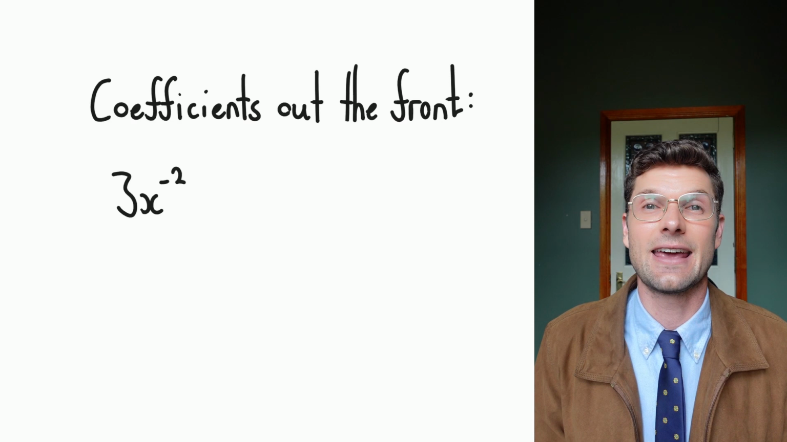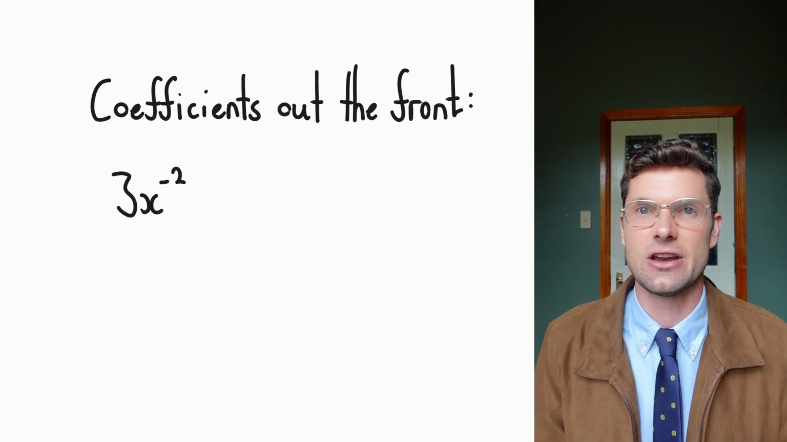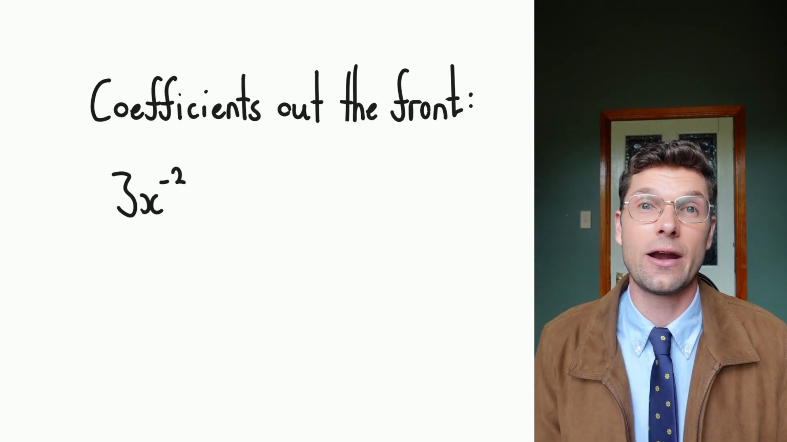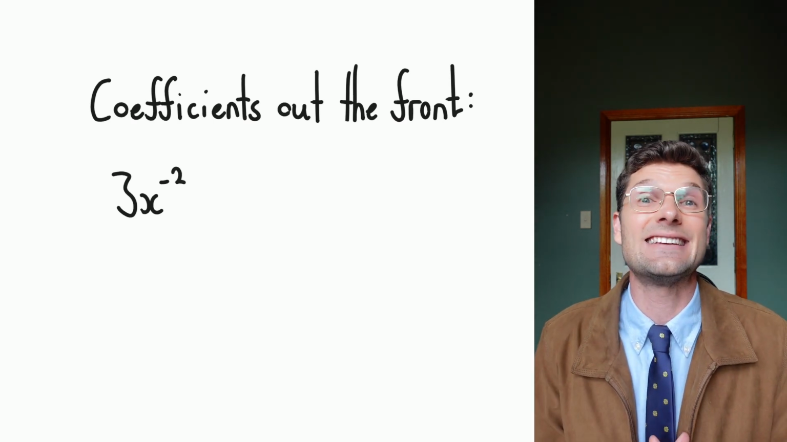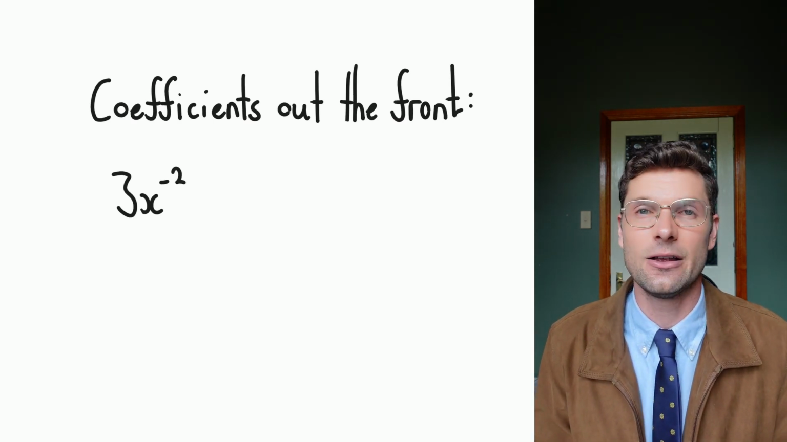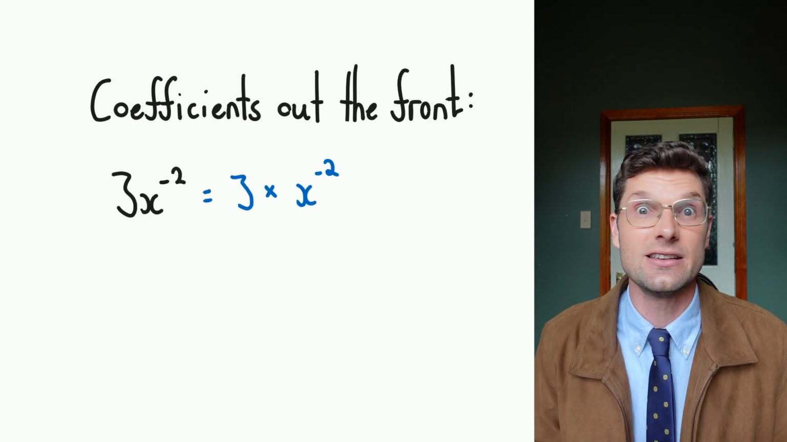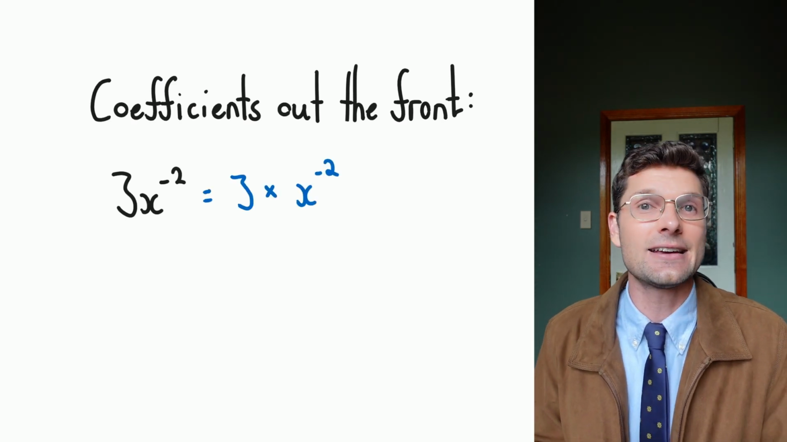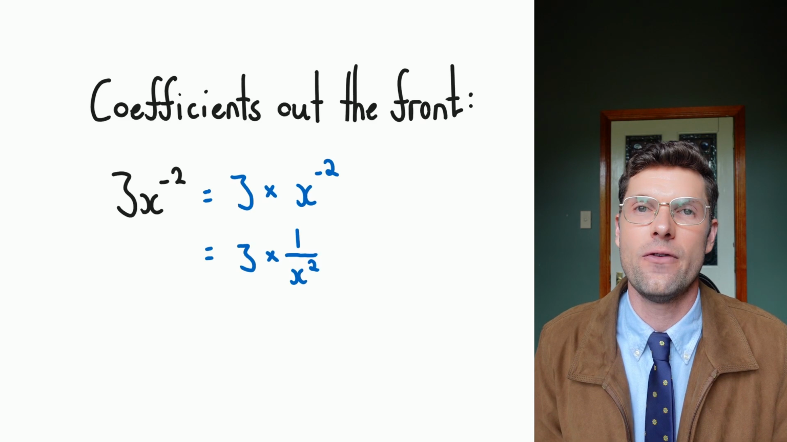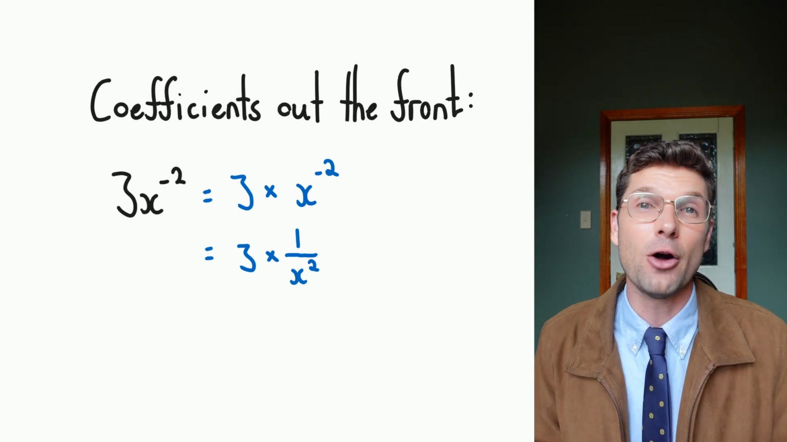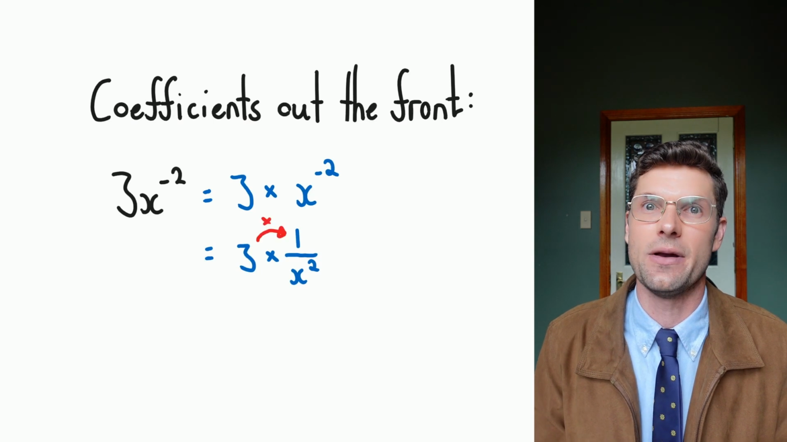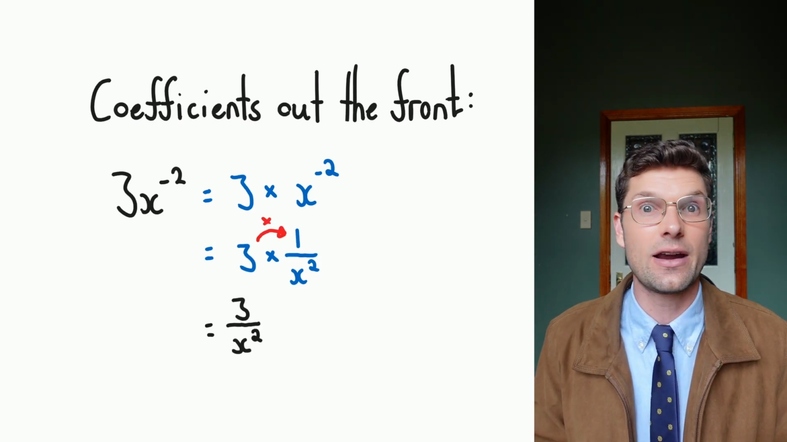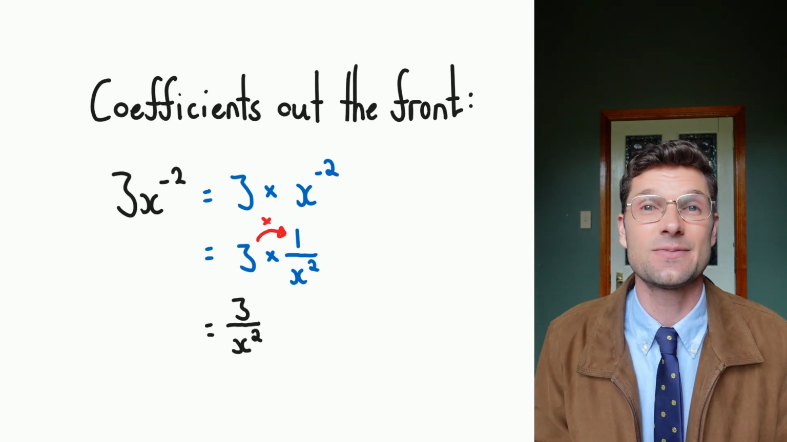So the only way this can get a little bit harder is if I've got a coefficient out the front. So if I've got 3 multiplied by x to the power of negative 2, I'm actually going to write this in extended form so I can see exactly what's going on. The 3 is just 3, and that x to the negative 2 becomes 1 over x squared. If I multiply a whole number by a fraction, it only multiplies the top number. So this becomes 3 over x squared, and that's my final answer.